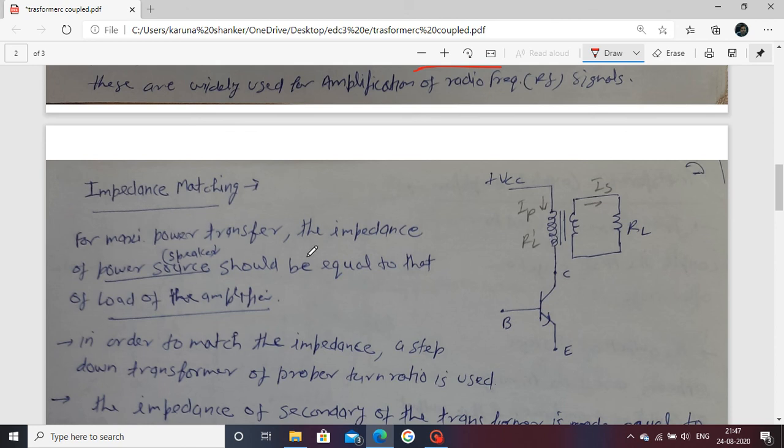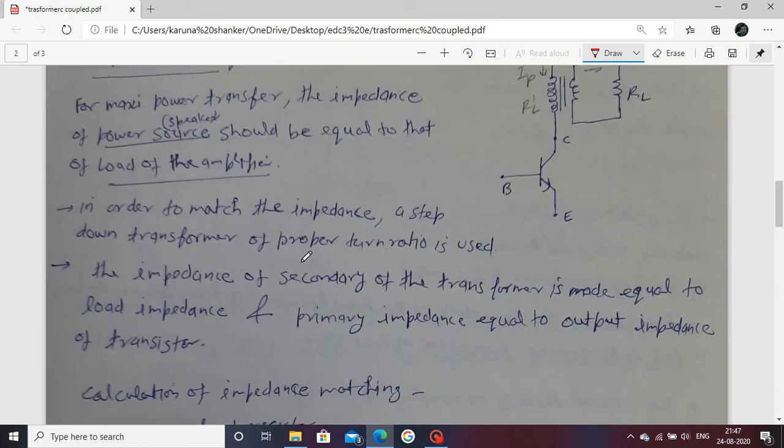For the maximum power transfer, the impedance of the power source should be equal to that of the load. Overall conclusion is this: the collector is matched to primary, primary matched to secondary, and secondary matched to load. Then maximum power is transferred from primary to secondary and secondary to load. That's one impedance matching.